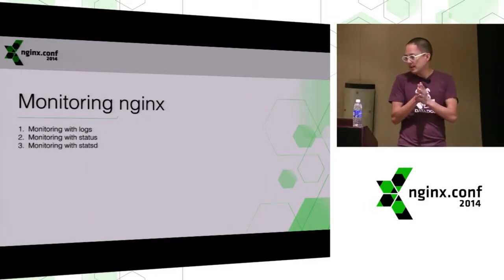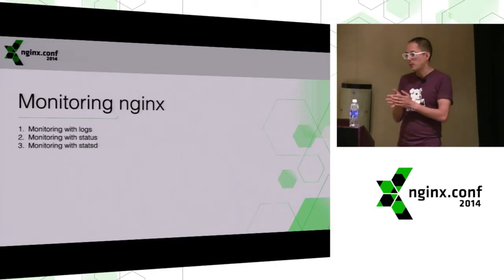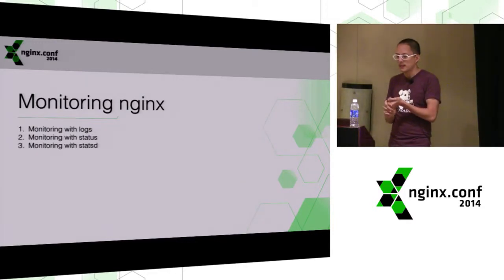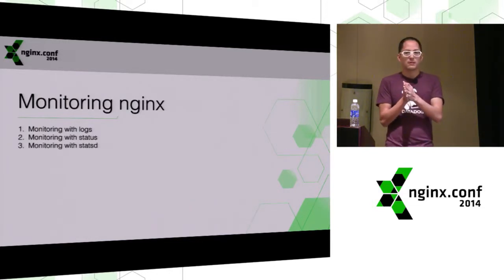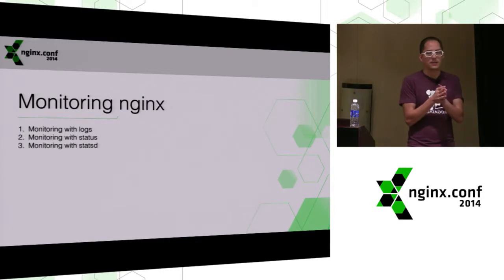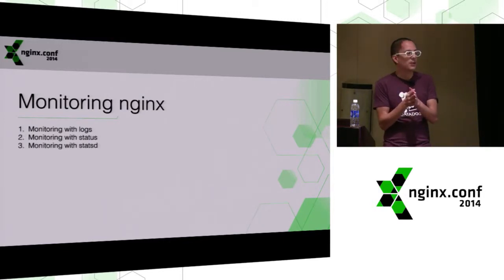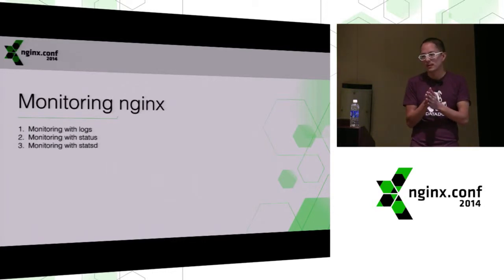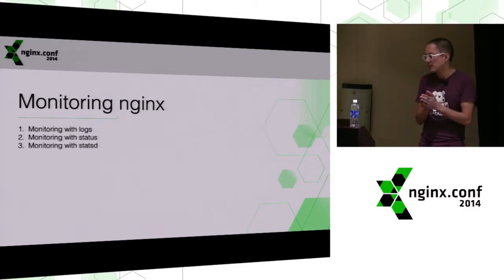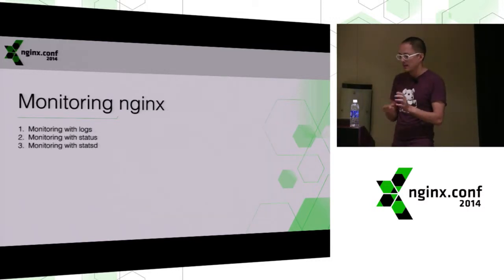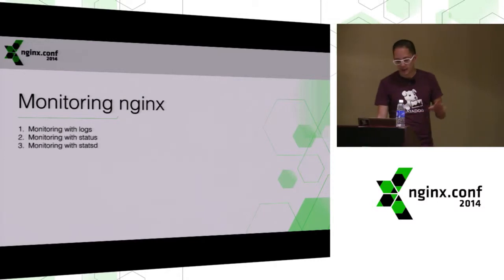Now let's dive a little more into the topic. There are a couple of ways you can monitor Nginx, and I isolated 3 because I think they give you the full coverage. The first one is you can use logs. The second one you can use status or metrics, if you will. And the third one you can use statsd, which is a separate way, and I'll get into how it works.